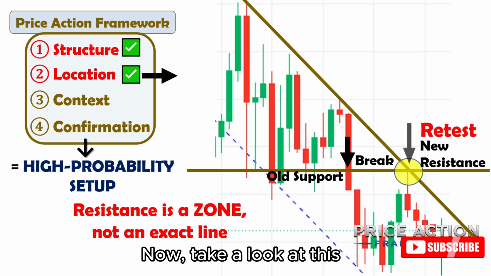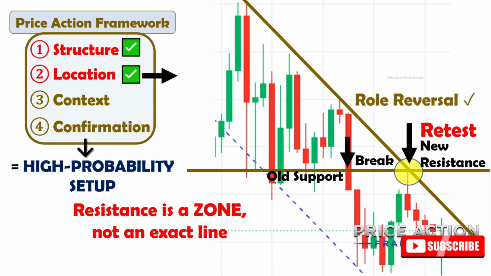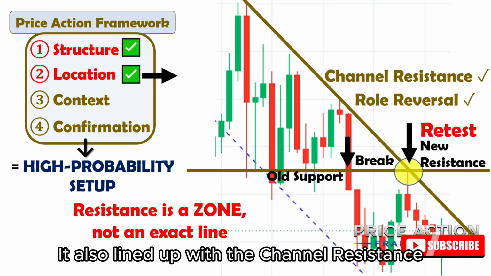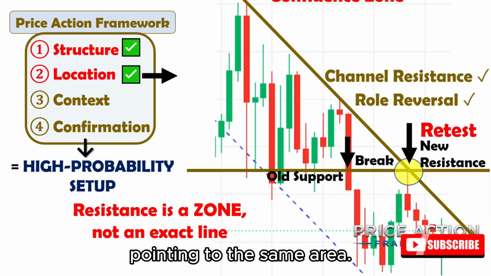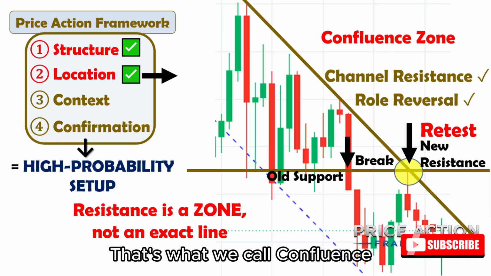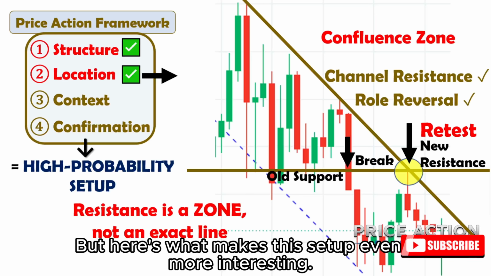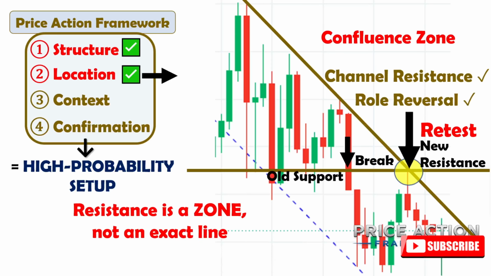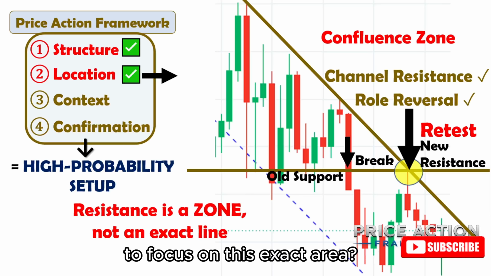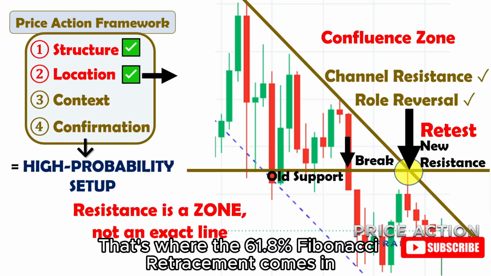Now take a look at this. This wasn't just a role reversal. It also lined up with the channel resistance. So now we've got two different tools pointing to the same area. That's what we call confluence. But here's what makes this setup even more interesting. What if we had one more reason to focus on this exact area? That's where the 61.8% Fibonacci retracement comes in.